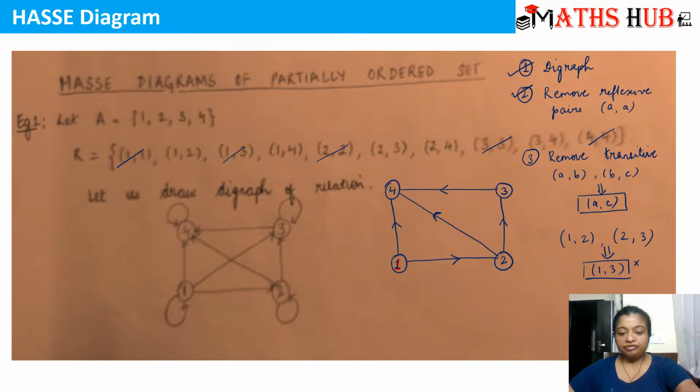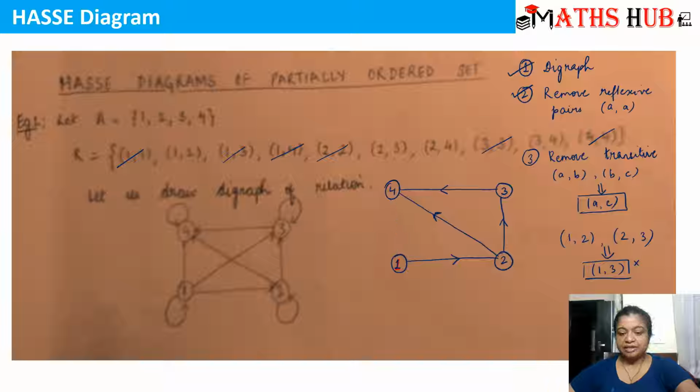Okay. After removing the pair 1, 3, let us search, do we have any other pair left? Again, I can see the next pair. 1 is related to 2 and 2 is related to 4. So this leads to 1, 4. So I need to remove the pair 1, 4. So let us remove 1, 4 from here.